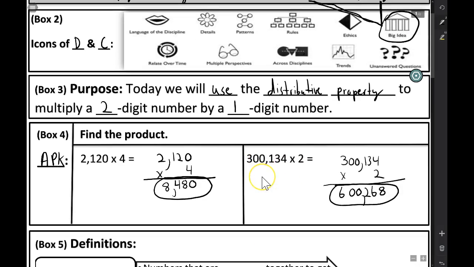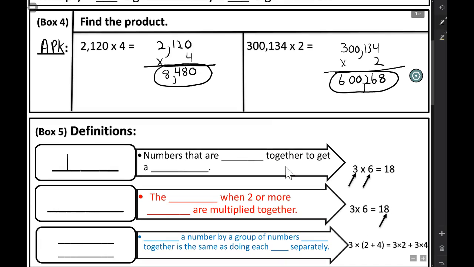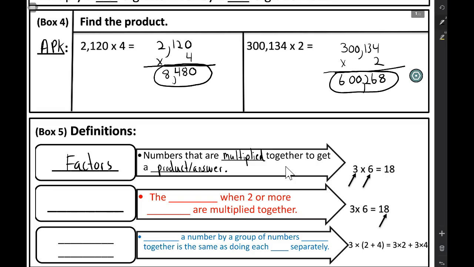Going on into our next box, box 5, our definitions. For our first vocabulary word, we're going to focus on the word factor. We're going to actually say factors. Factors: numbers that are multiplied together to get a product. Okay? Or we can say answer. However, I prefer the word product. When we're multiplying two numbers, whatever the answer is, that is the product. So one more time, factors, numbers that are multiplied together to get a product or answer.